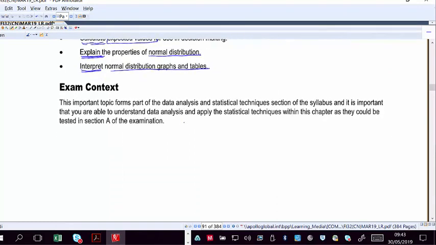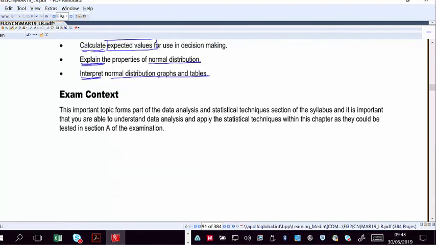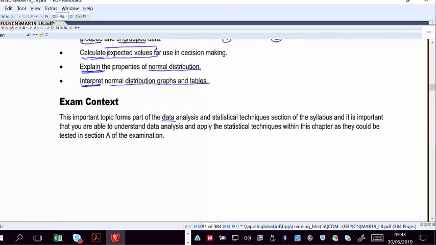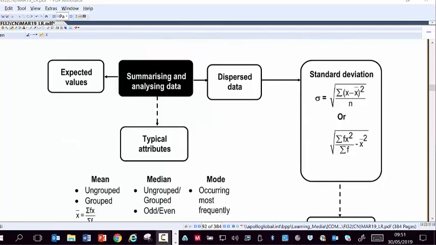Finally, if we think about this part of the syllabus in relation to the exam, as we mentioned, it forms part of the data analysis and statistical techniques section of the syllabus, so Syllabus Area B. It is important that we can follow through the calculations and meet each of the learning outcomes, as these could be tested in section A of the examination. So we'll see this area of the syllabus tested through objective testing questions. Okay, let's start to work through each of the learning outcomes individually.